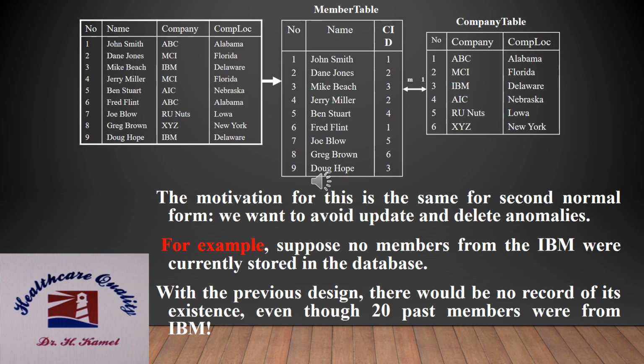The motivation for this is the same as for second normal form. We want to avoid update and delete anomalies. For example, suppose no members from IBM were currently stored in the database. With the previous design, there would be no record of its existence, even though 20 past members were from IBM.